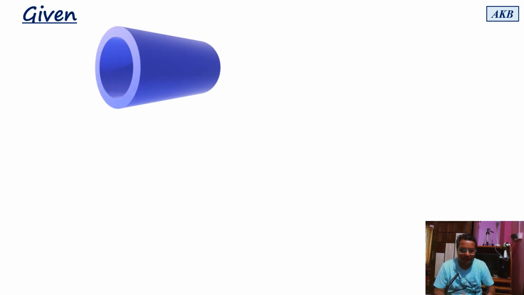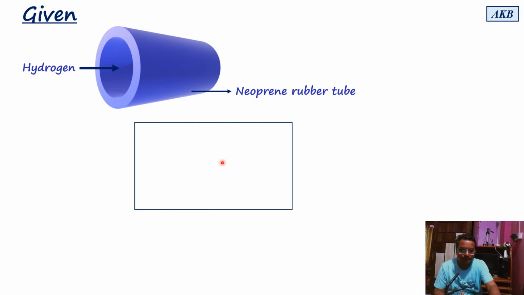So this is given. Again, you have the rubber pipe. I have tried to show it with the help of a schematic diagram. So you have a pipe like this, a pipe made up of neoprene rubber, and then hydrogen is flowing through it. This is a neoprene rubber tube, and through this hydrogen gas is flowing. And as hydrogen gas flows, it is getting lost through the wall of this cylinder. So it will be lost to the atmosphere.